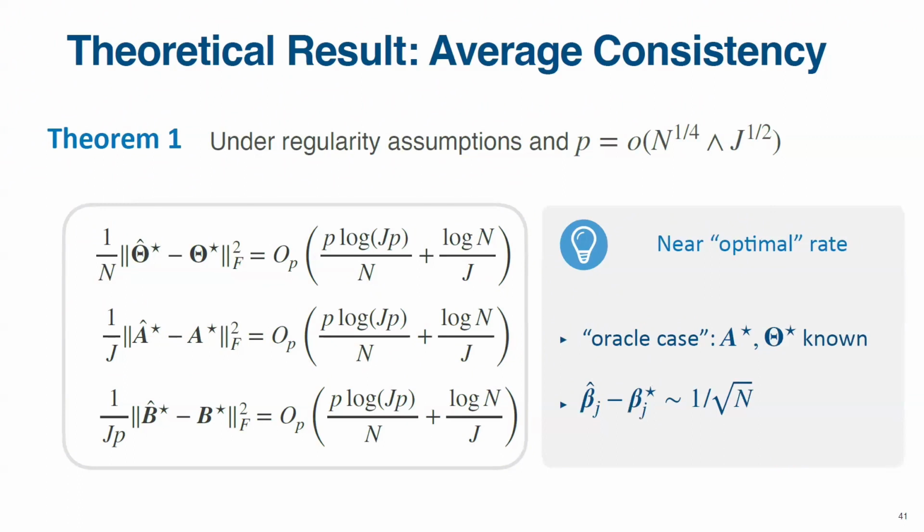Similarly for the beta, if you know all the others, then for each question there are N individual answers. If you know all the loadings and all the thetas, then you get the square root of N rate. Here it matches, but up to some additional terms. So it's not exactly sharp. If P is considered fixed, then I think this will be sharp, but if P goes large, there are some additional terms.